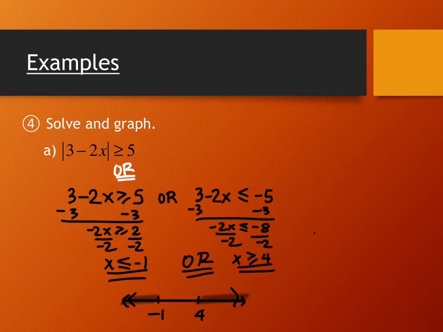And then do I use brackets or parentheses on this? Brackets. And then my interval notation for this would be -∞ to -1, bracket. Always put a union, U, in between. And then 4 to infinity.